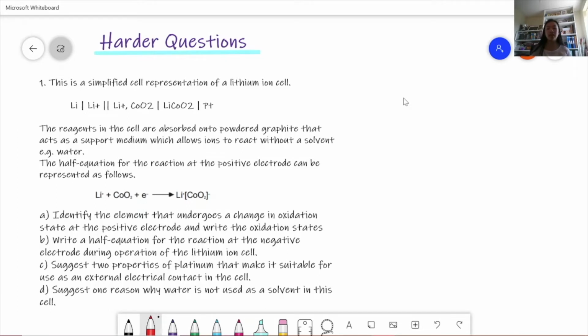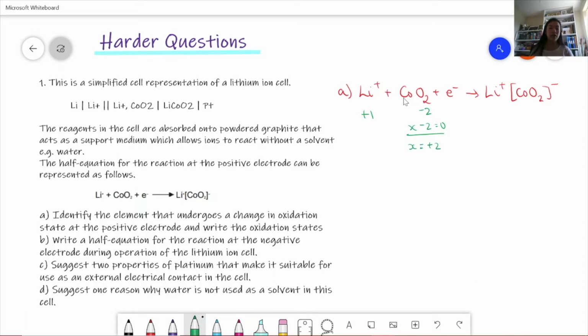So for A, identify the element that undergoes a change in oxidation state at the positive electrode and write the oxidation states. So first I'm going to write the equation. So for A, we have Li+ CoO2 plus an electron goes to form Li+ and CoO2-. And so now we can work out all the oxidation states. So we have Li+, which is plus 1, and then for CoO2 we have minus 2, and that has to equal 0. So x equals plus 2.